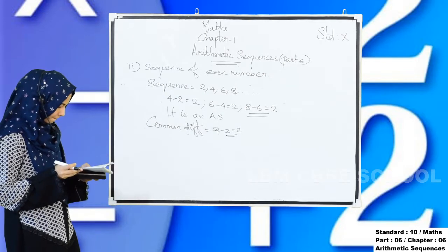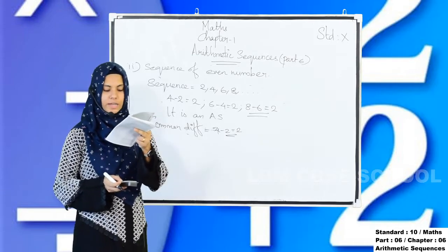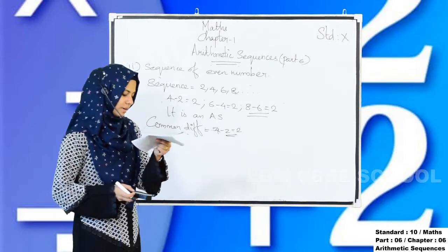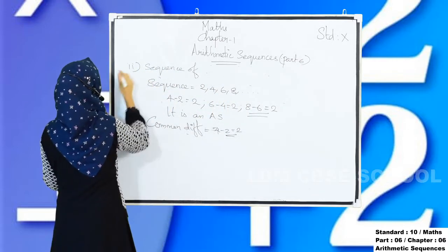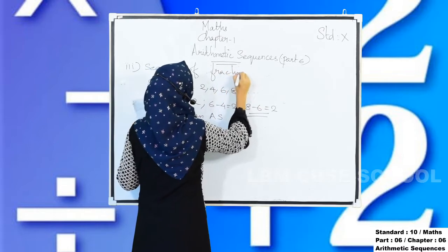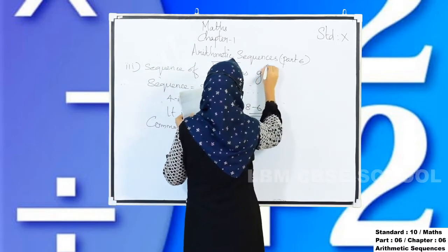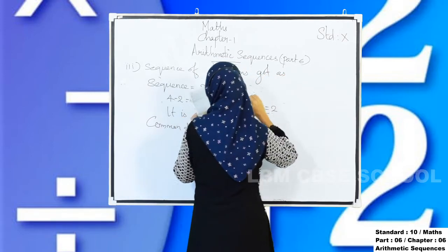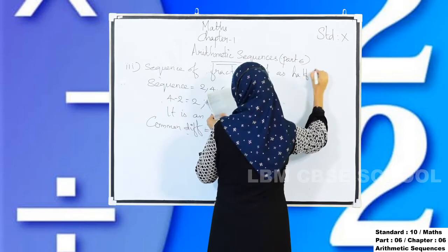Then the third sub question, that is sequence of fractions got as half the odd numbers.